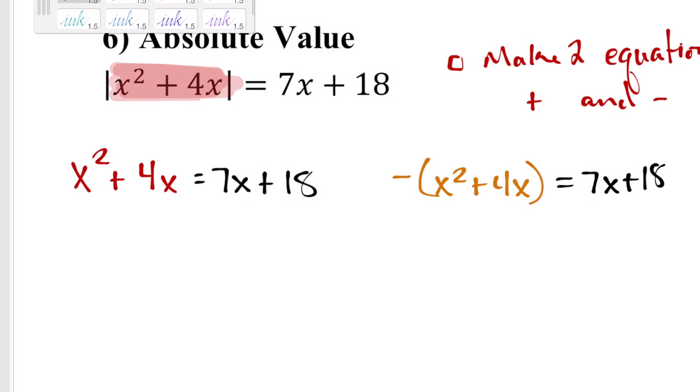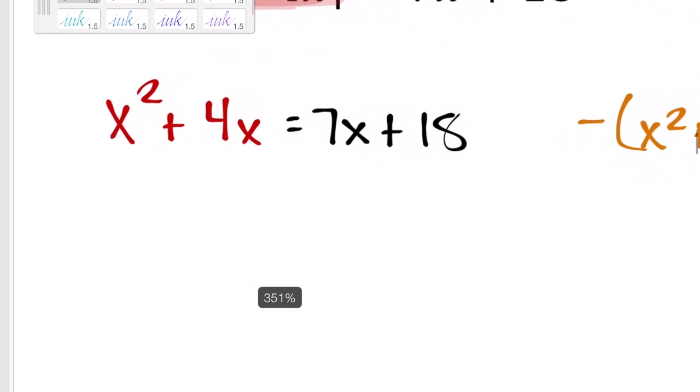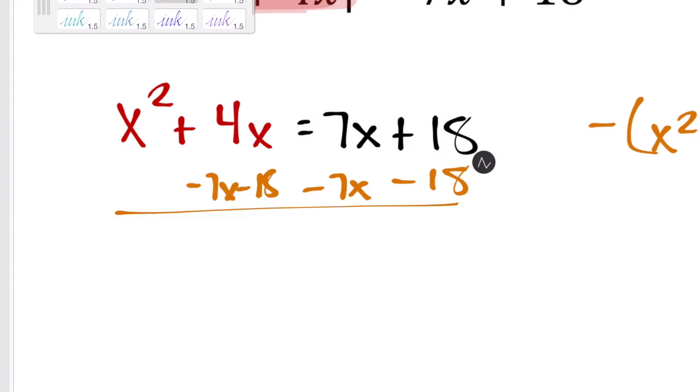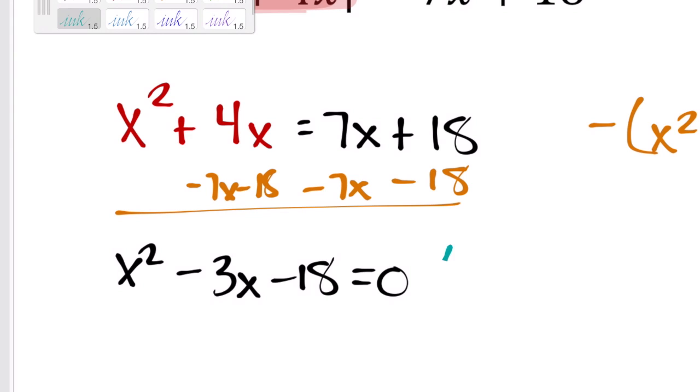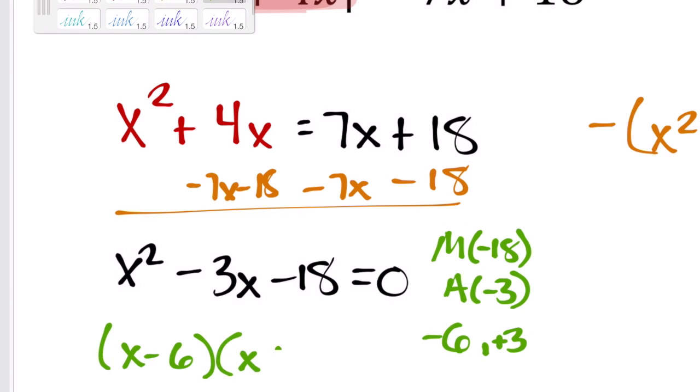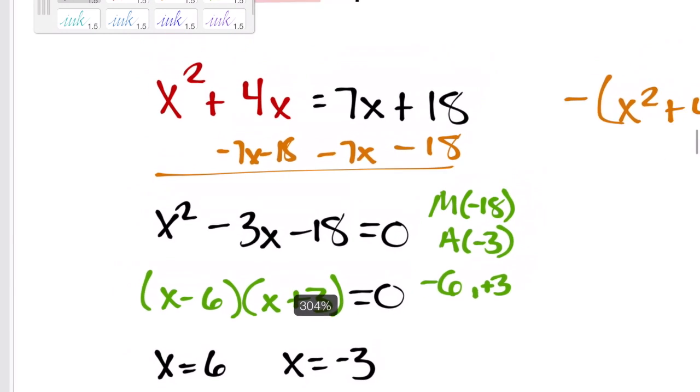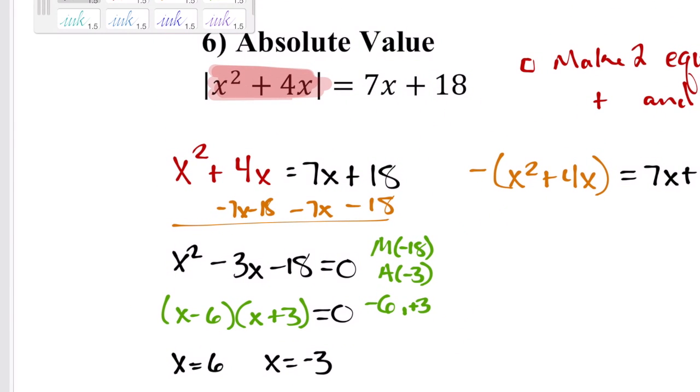And so from here, I'm going to solve each one individually. So I'm going to first focus on the positive one. So I'd have x being equal to 6 and x being equal to negative 3. We do want to check our solutions. So in here, because of those absolute values, it could change what we see on the other side.